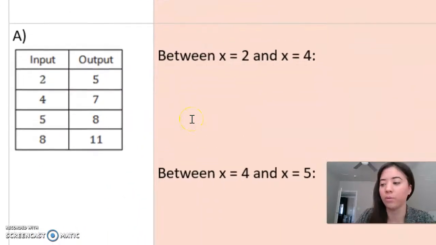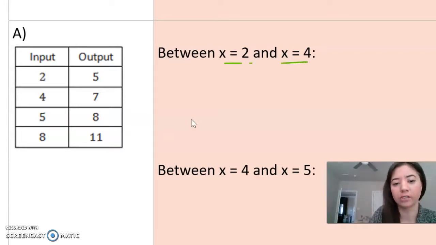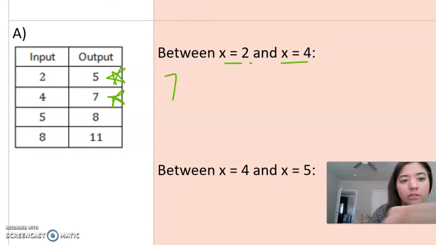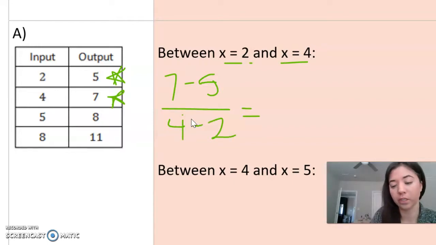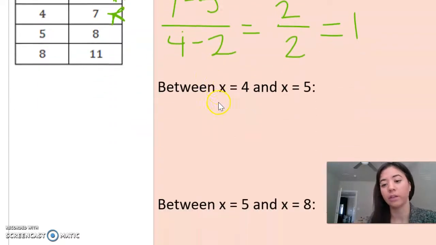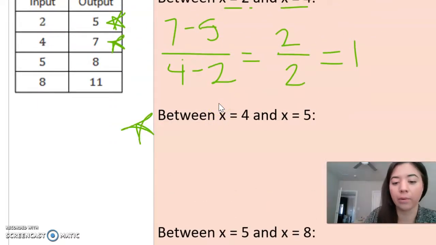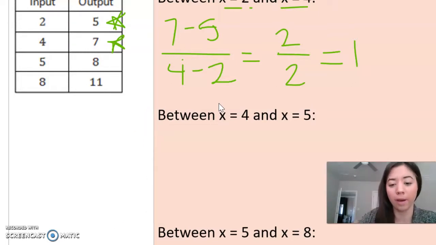So from yesterday, calculating the rate of change. If I'm looking at x is 2 and x is 4, I'm looking at these 2 points. So I'll do 7 minus 5 over 4 minus 2. 7 minus 5 is 2, 4 minus 2 is 2, and that equals 1. Go ahead and pause me and calculate the rate of change for the next 2, and unpause me when you're finished, or come back if you're stuck.